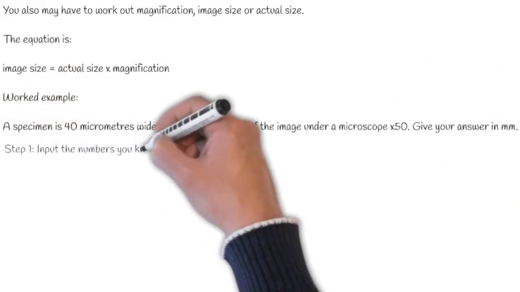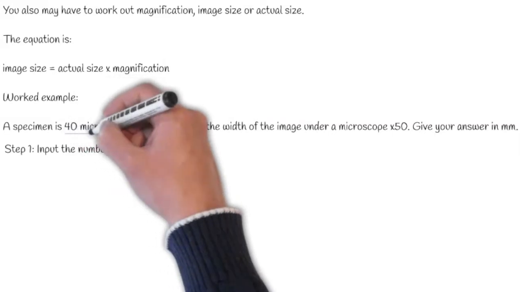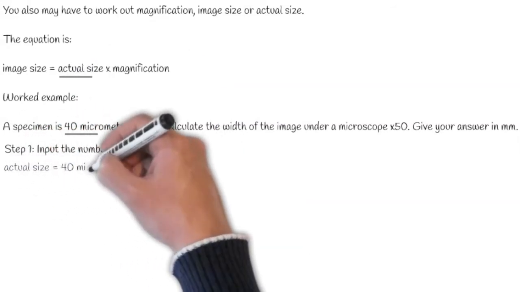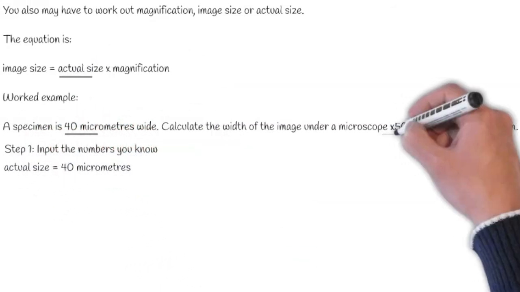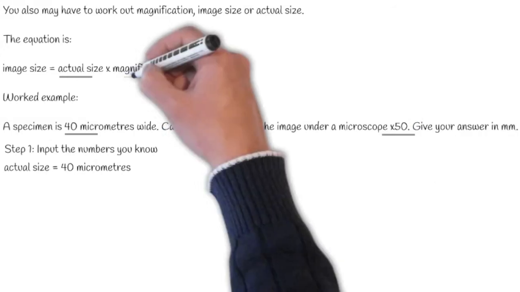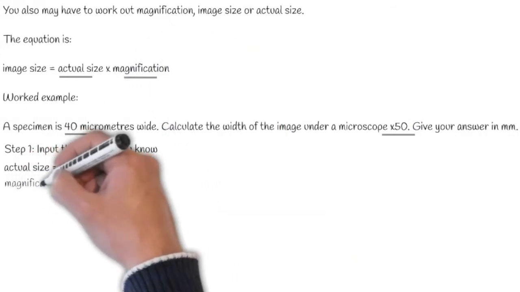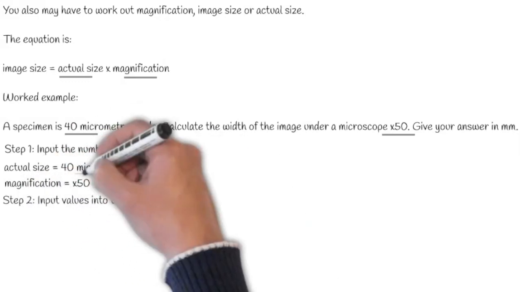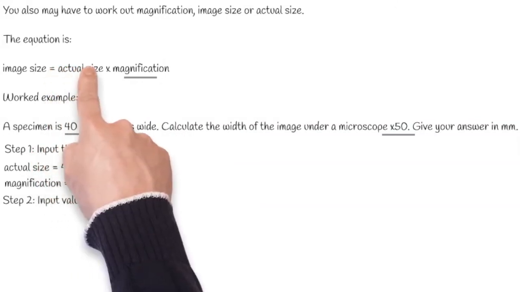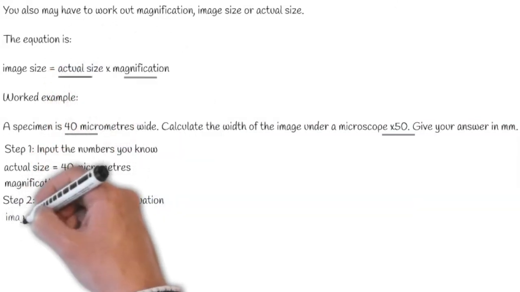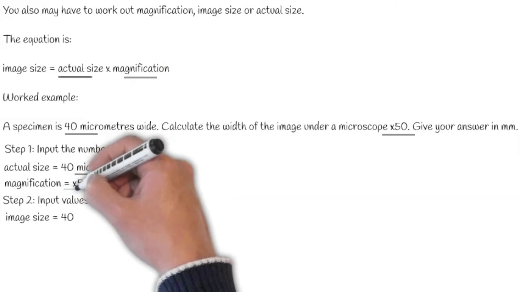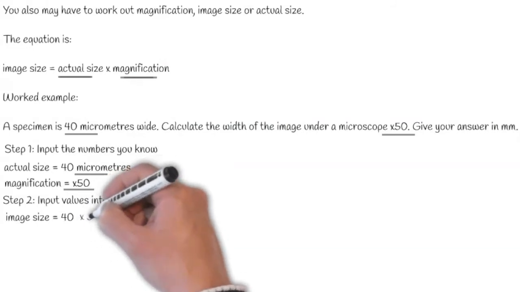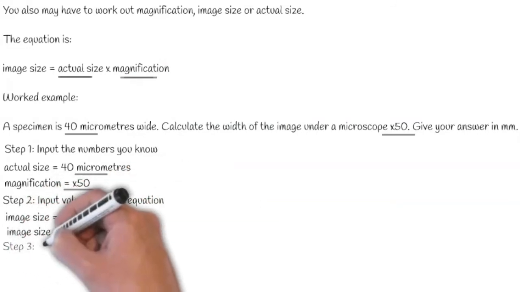Step 1, we need to input the values that we know and write these down. Here we have 40 micrometers, which is the actual size, so we write that down. Then we have times 50, which is the magnification. So again, we write that down. Now we can input these values into the equation. We got 40, which is the actual size, so we're going to write image size equals 40. Then we have 50, which is the magnification, so we can write times 50, and this equates to 2000.